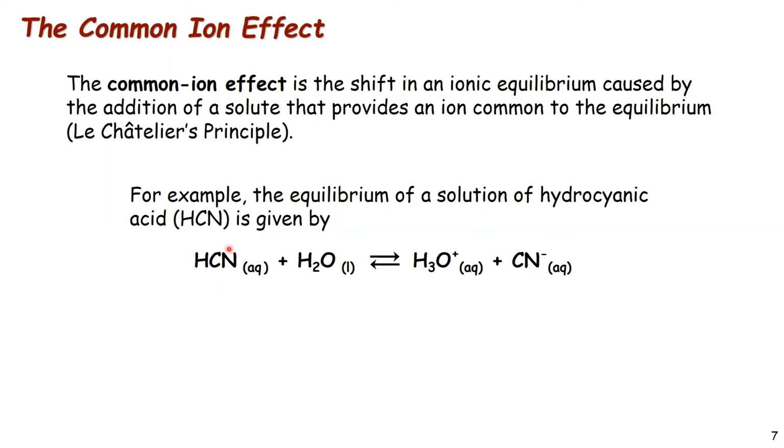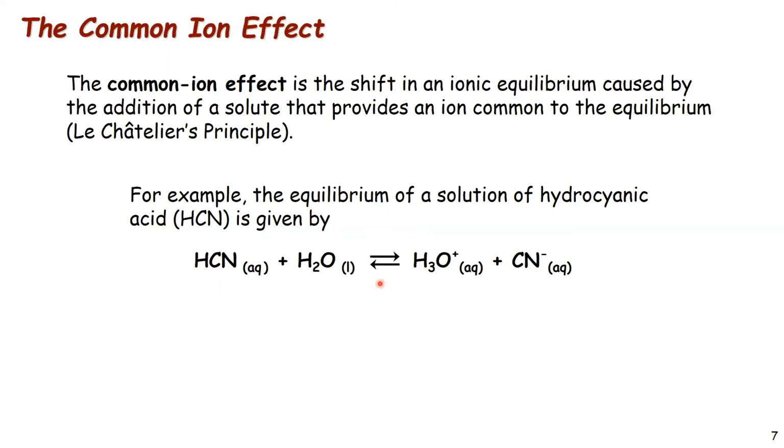And once the rate of the reaction going to the hydronium ion and the cyanide is equal to the rate of the reaction of the hydronium ion reacting with the cyanide to form hydrocyanic acid and water back again, once those two rates are equal, of course, we've reached equilibrium.